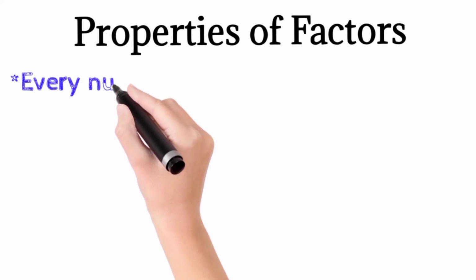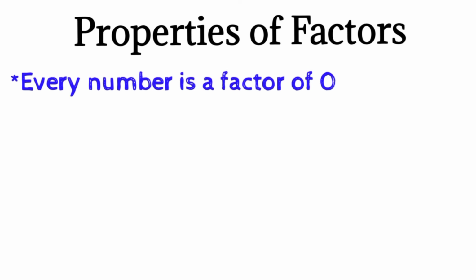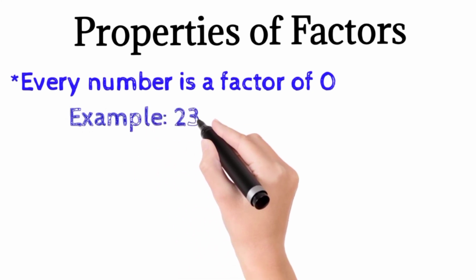Every number is a factor of 0. As we know, 0 can be divided by any number exactly. For example, 0 divided by 10 equals to 0. 0 divided by 15 equals to 0. That's why it is said every number is a factor of 0. You can see it with some examples also.